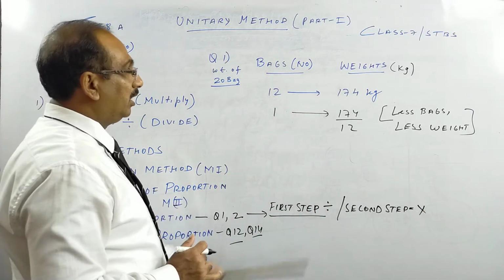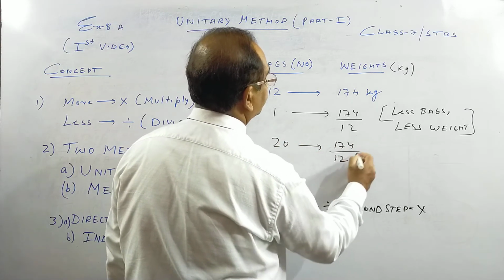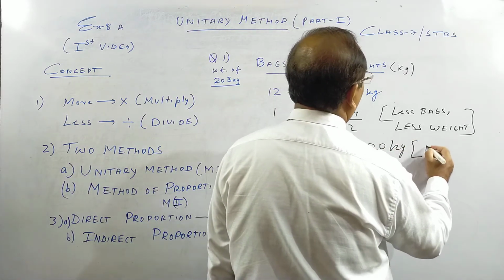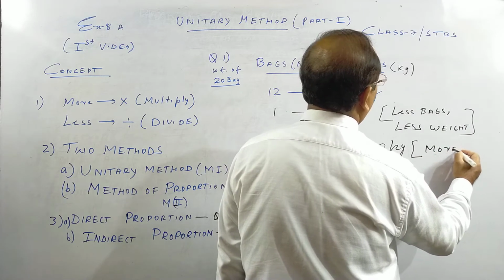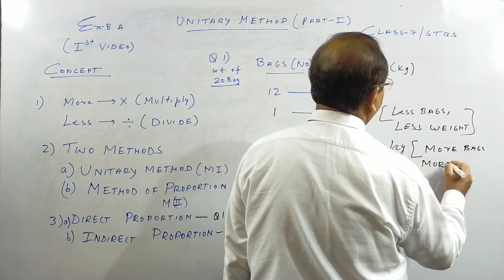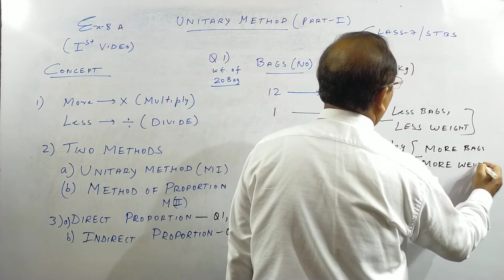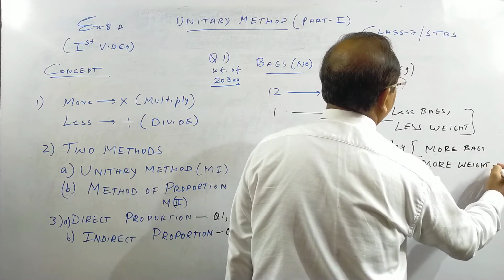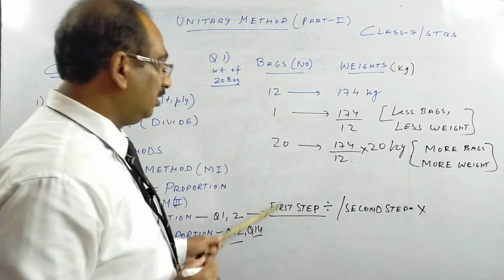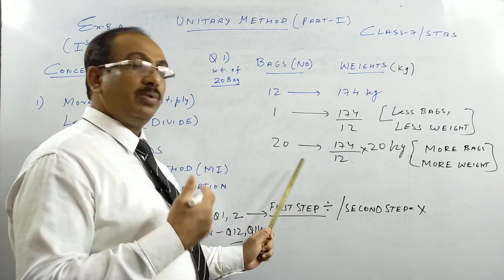So one bag will weigh less, 20 bags will weigh more, children. So answer will be in kg. So what you will write here, more bags, more weight, more bags, more weight. Got it? So first step we have division, because weight of 1 will be less, 20 will be more.